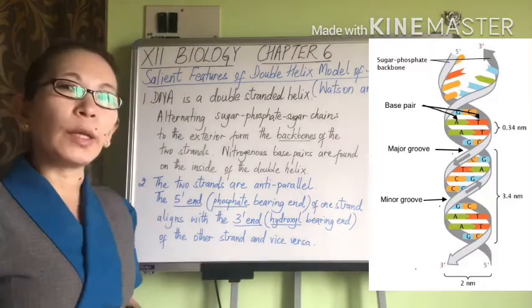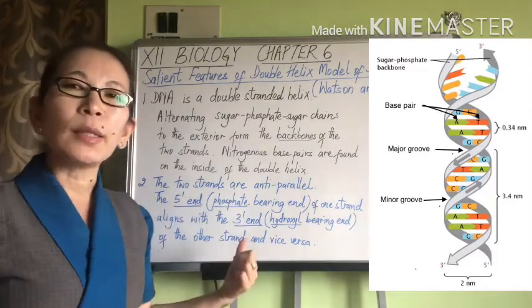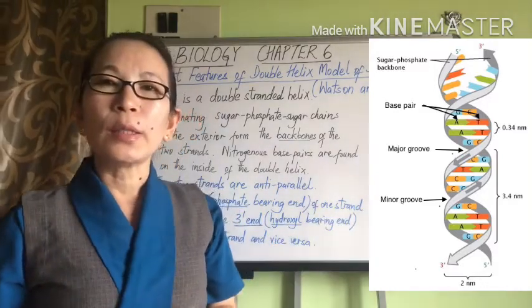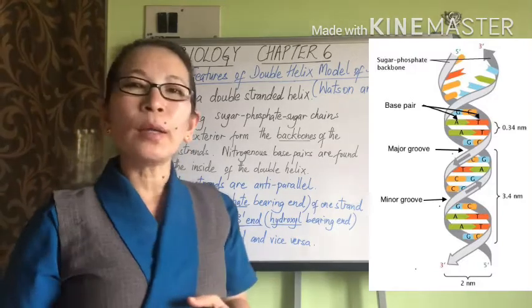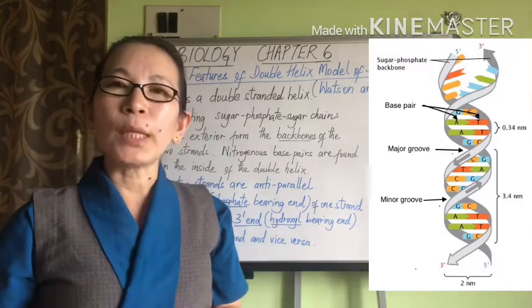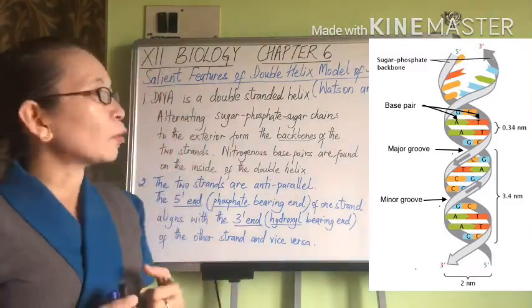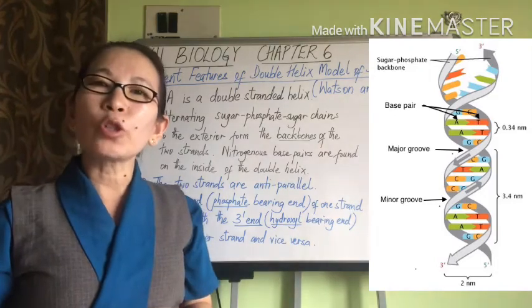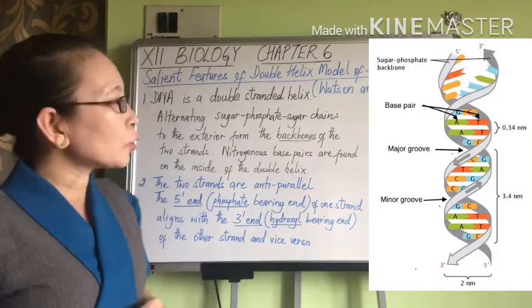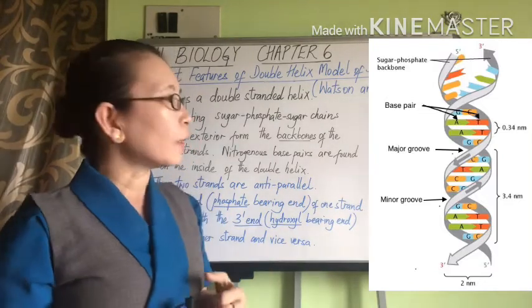Another important feature is that the two strands are anti-parallel. To understand this, you need to know the polarity of the DNA strand. There are two polarities which are marked as 5' end and 3' end in each DNA strand. The end with the free phosphate group at the 5' carbon position of the sugar is referred to as the 5' end, and the end with the free hydroxyl group at the 3' carbon position of the sugar is referred to as the 3' end.